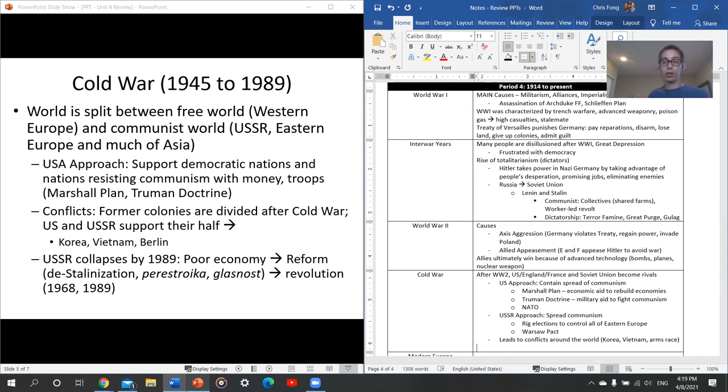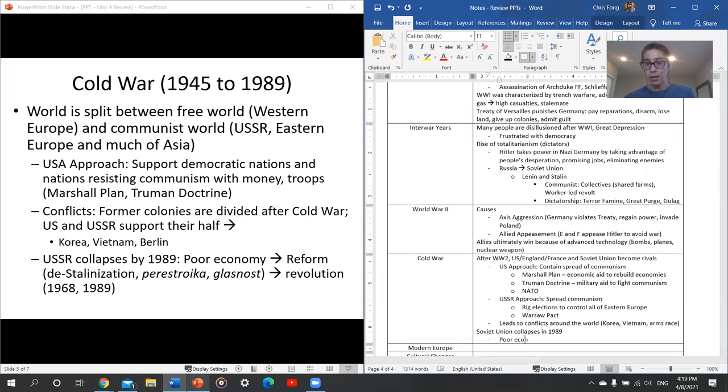In this competition, the US is able to stay afloat and keep their economy strong because they've got private businesses. But the Soviet Union cannot keep up. The Soviet Union ultimately collapses in 1989. They've got a poor economy, there's no economic growth. And so the Soviet Union keeps on introducing these attempted reforms.